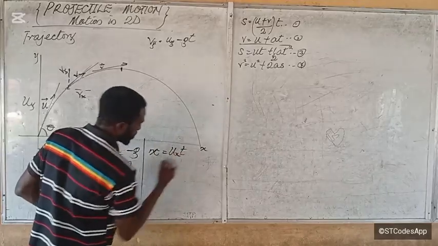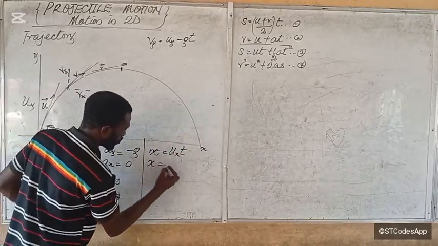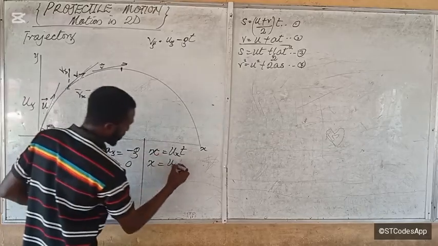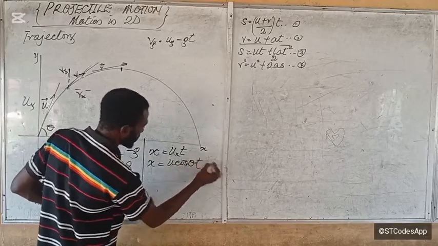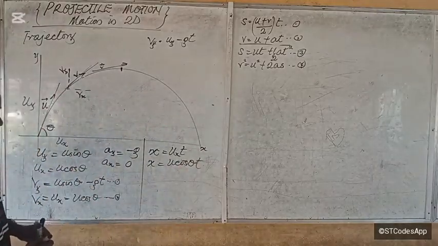U sub x times t. So x is going to be, what's u sub x? U cos theta. So we have u cos theta multiplied by time. So this is going to be our horizontal distance.